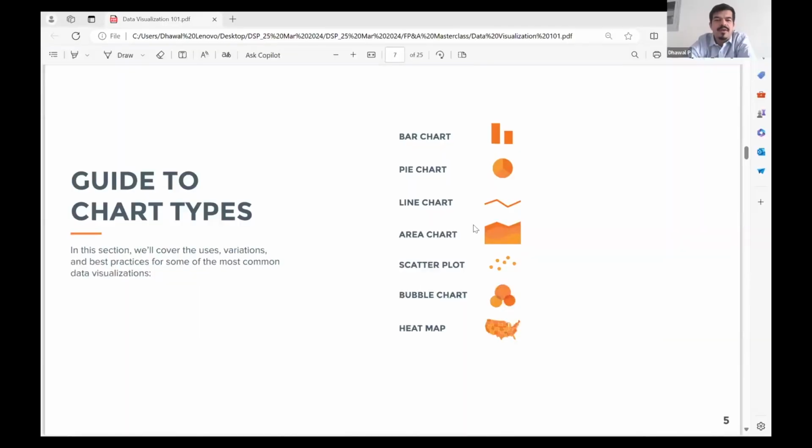So here's a quick guide to data chart types, and this is by a CRM tool called HubSpot. I found this guide so precise that I directly picked it up and thought of sharing it with all our students.